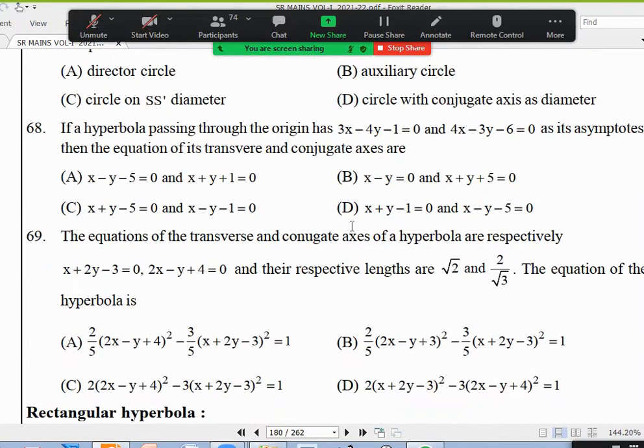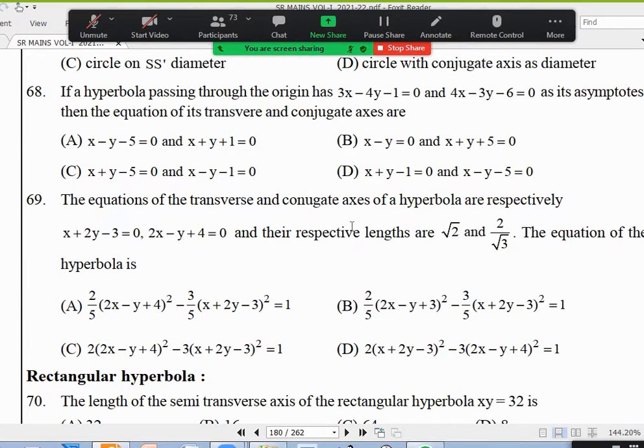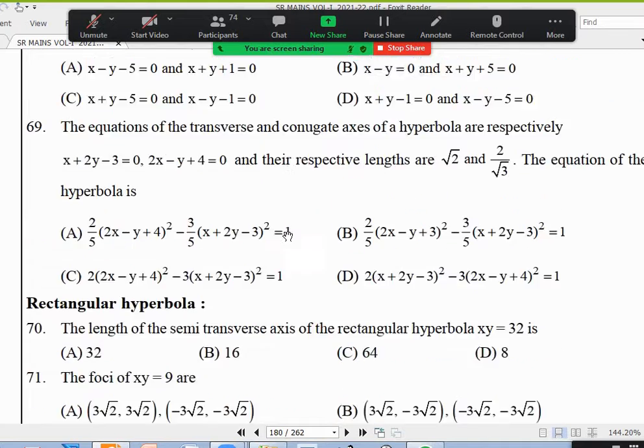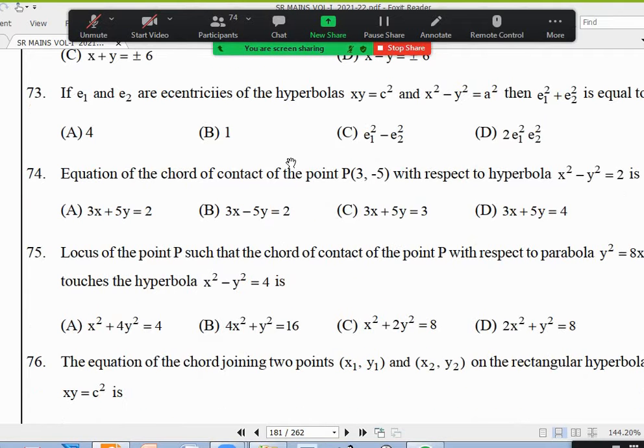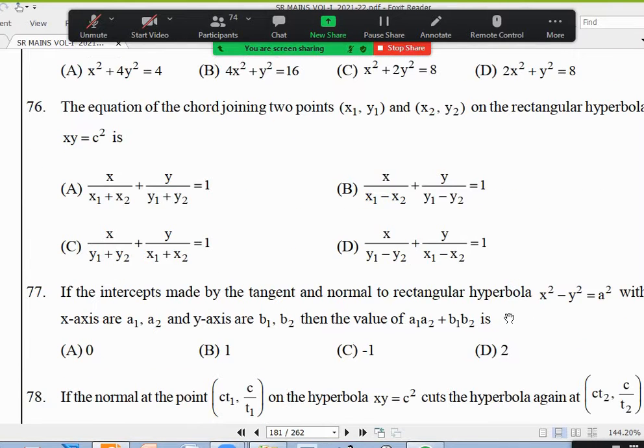Okay. 68 or 69? 70, 71, 72. I think they're all directly based on the formulas. Up to 76. Any doubt up to 77?